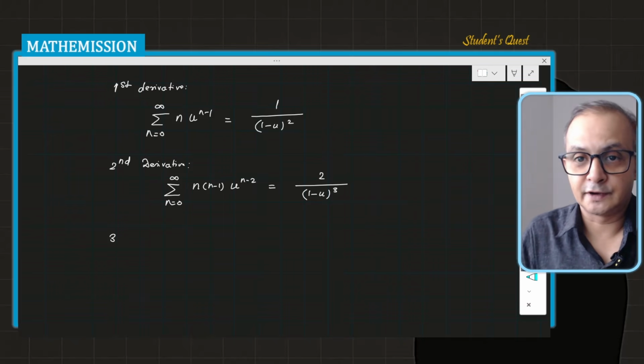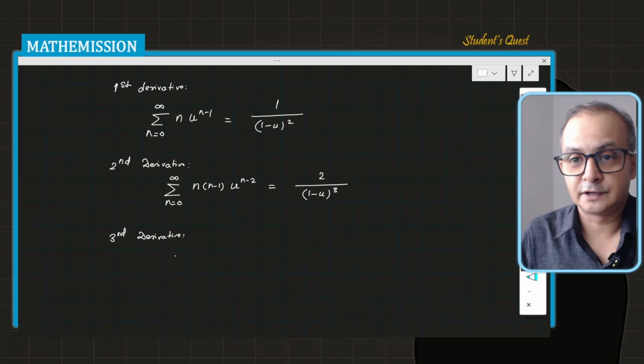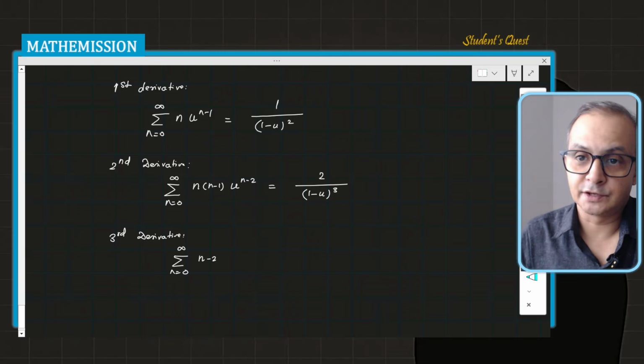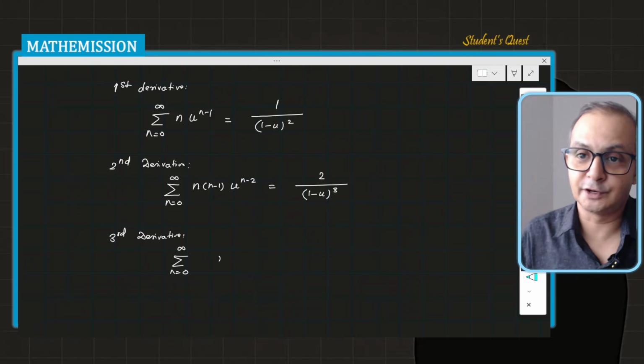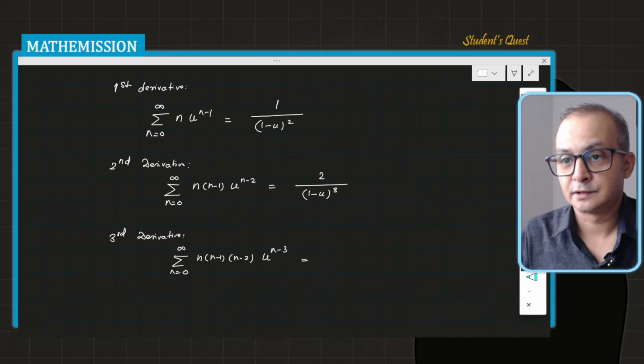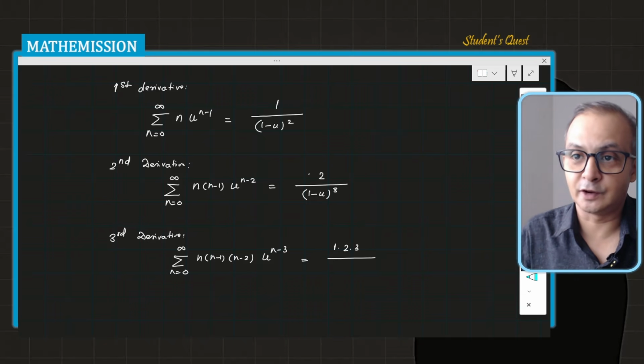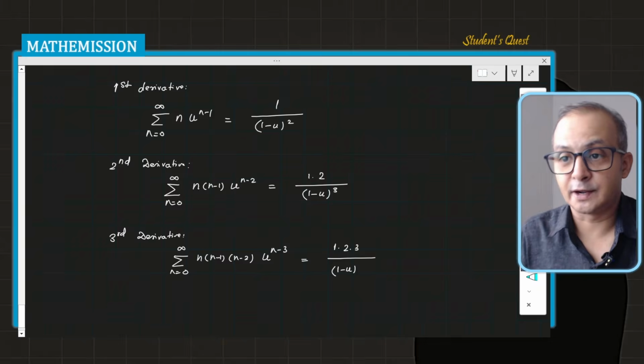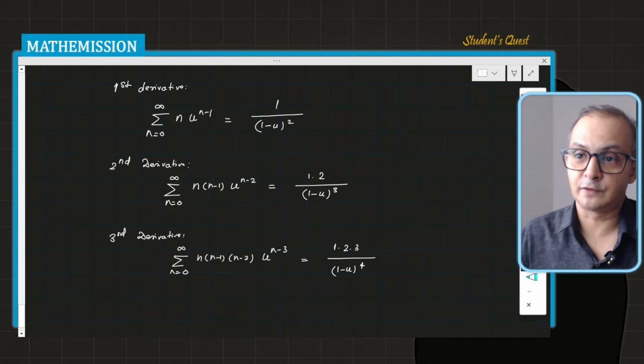Now the third derivative I want to do. Again you differentiate. What you get is n into n minus 1 into n minus 2, and u to the power n minus 3. And that is going to be 2 into 3 on the top, and I can also append a 1 there, and here also, and that was 1 only. So now you can notice what I'm going towards. That is 1 minus u to the power 4.